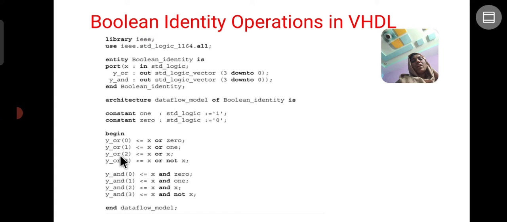So the first 4 are the OR functions and the last 4 are the AND functions. OR: X OR 0, X OR 1, X OR X, X OR not X. So next are the AND functions. So these are Boolean operations, and this is how we use Boolean operations in VHDL.